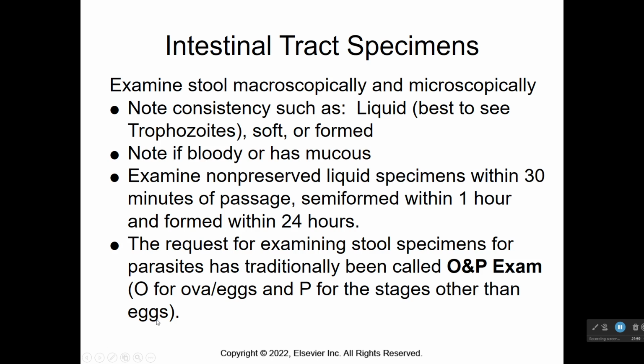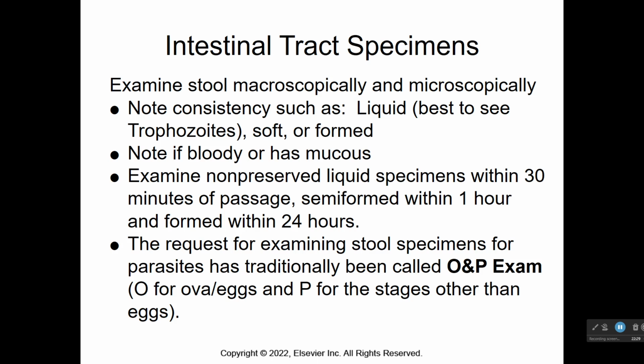We're going to look at the stool macroscopically. We're going to see if it's liquid, if it's formed. We want to note that consistency. We want to look at it just kind of quickly to make sure we don't see worms or parts of worms. The liquid is best to see if there are trophozoites moving. Otherwise, usually soft or formed is where we're going to see organisms, not in a hard stool. We want to note in that macroscopic exam, is it bloody or is there mucus present?